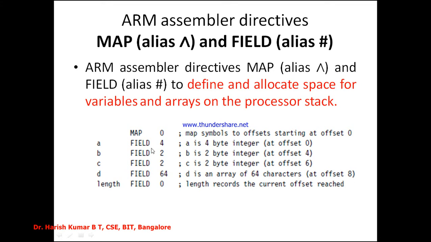4 and 5 are reserved for this b. 6 and 7 are reserved for c. And next, d field 64, you can say offset is 8, because 6 and 7 are reserved for c. Now from 8 it will start and it will go up to 64 bytes. And length field, again I'm initializing it to 0. I'm saying it's a 0 length. It is basically used for storing the length.